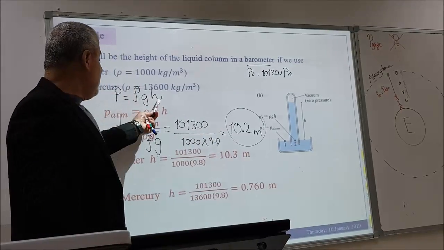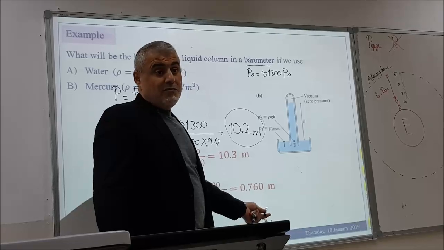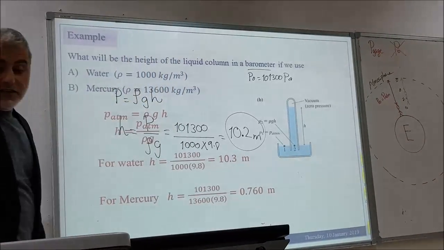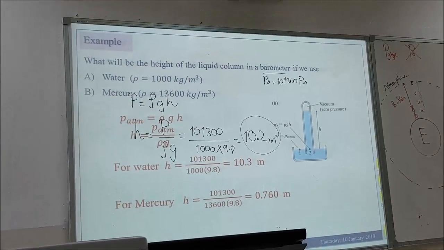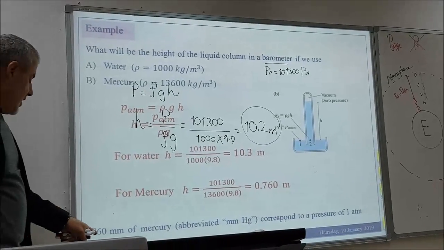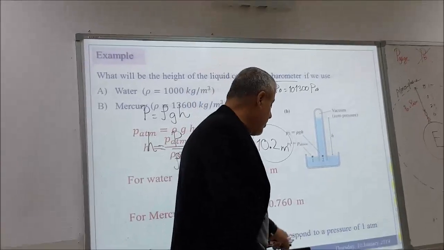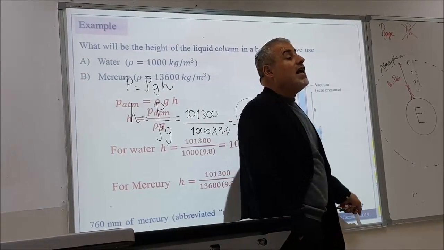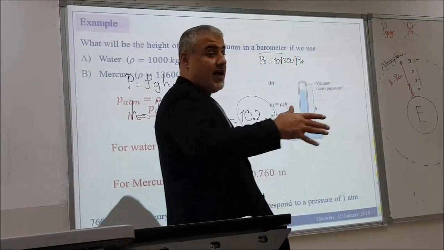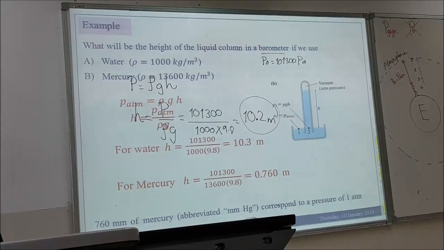Here in mercury, we know how much it is? 760 millimeter, as we said, or 0.76. This is a simple one. Is that okay for you? Yes. Let's go to the next point. So 760 millimeter of mercury, abbreviated as mmHg, corresponds to a pressure of 1 atmosphere, that means 101 300 Pascal.